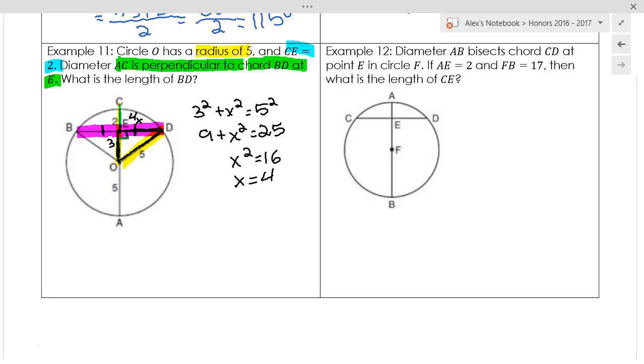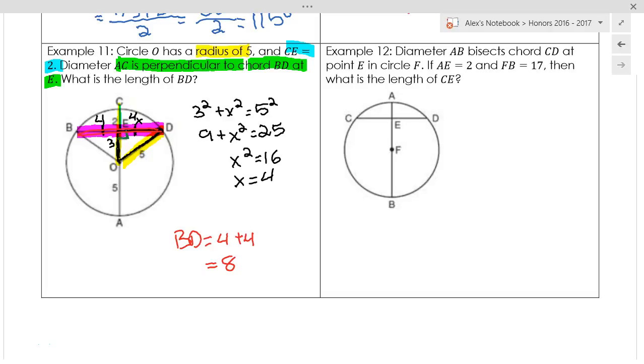If I'm finding the total length of BD, if this is 4 and this is 4, then this total length here equals 4 plus 4, which is 8. So sometimes you have to double that number or cut it in half so that you can use it.